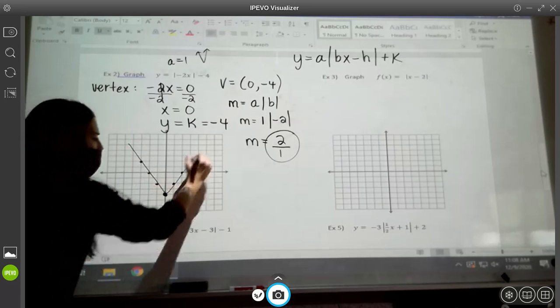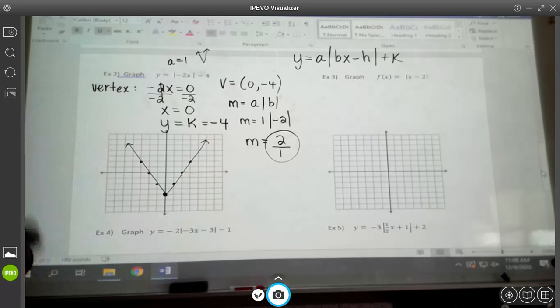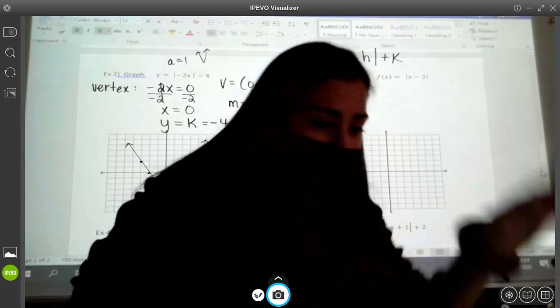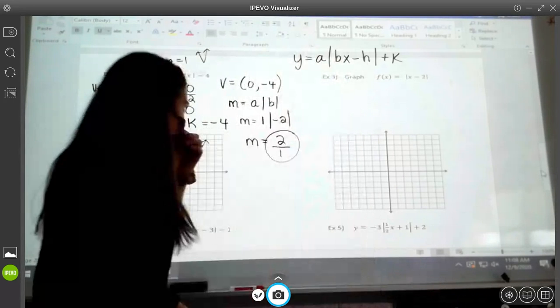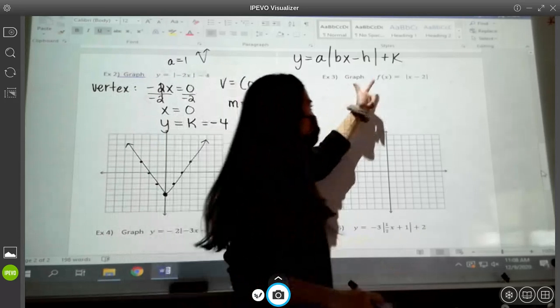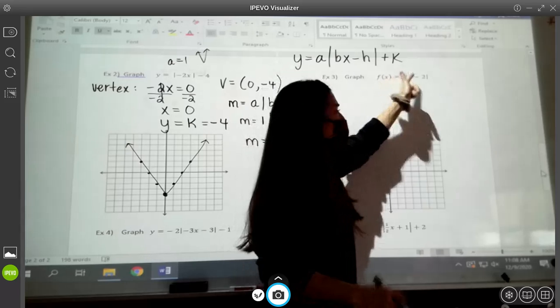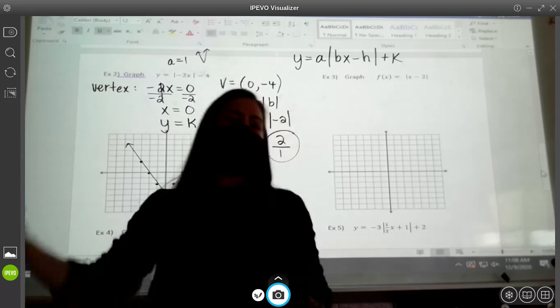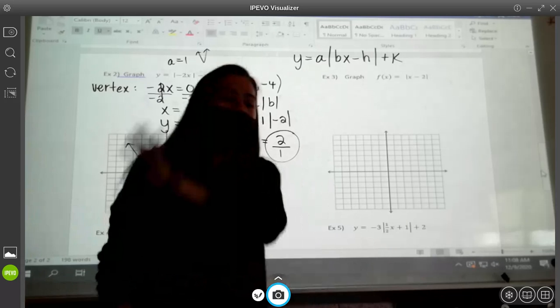All right, so let's graph this one. This one says to graph f of x equals the absolute value of x minus 2. Now, guys, if you don't like function notation, you can always cross it out and put a y in its place and say that it's y equals the absolute value of x minus 2 and turn it back into an equation if you don't like functions.